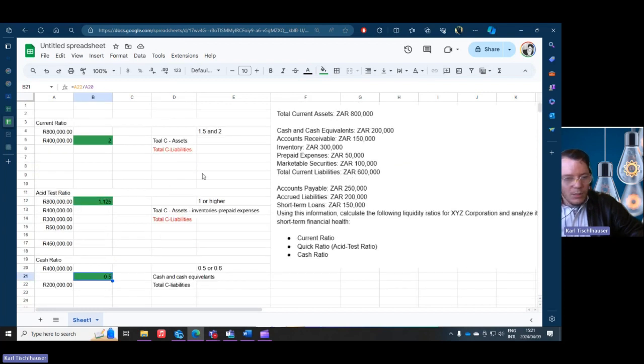I hope this helps. I hope this explains how to do the ratios, how to interpret them, and how you can use the ratios to provide a client with advice as a business advisor.